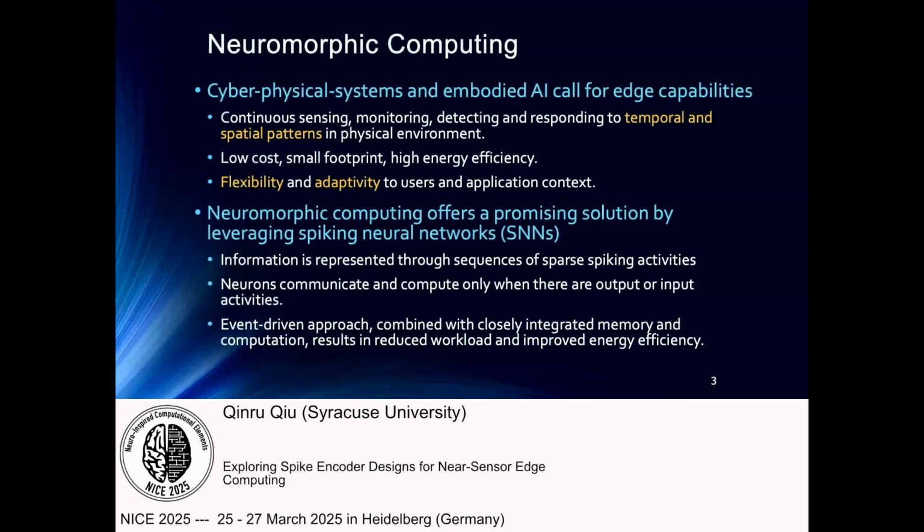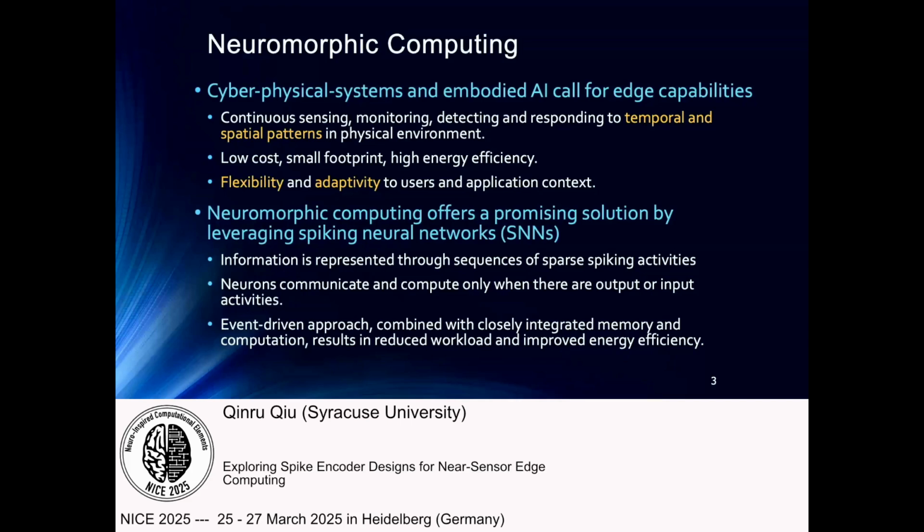So basically, the emerging cyber-physical systems and embodied AI call for lots of edge capabilities. These applications include continuous sensing, monitoring, detecting, and responding to temporal and sequential patterns in the physical environment. These systems require low cost, a small footprint, and high energy efficiency. At the same time, flexibility and adaptability are also important to users and applications.